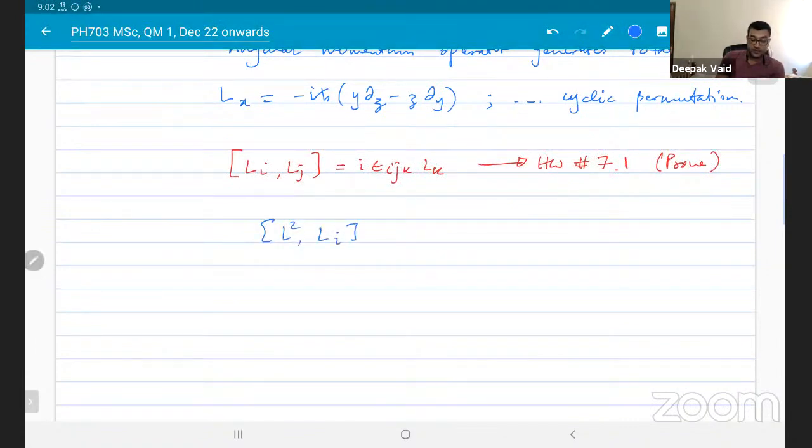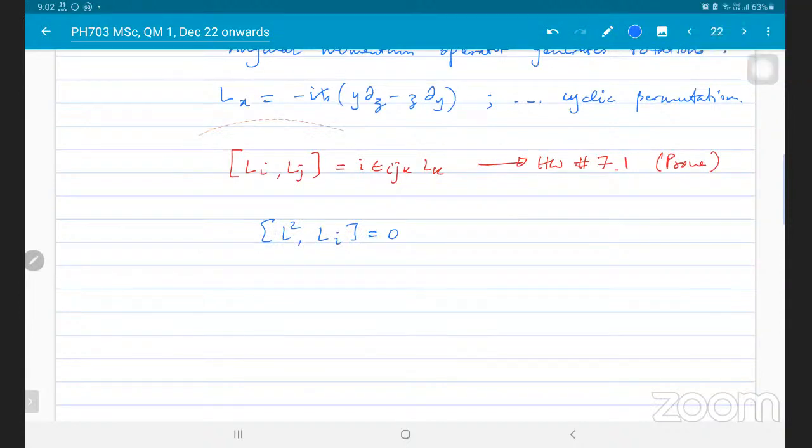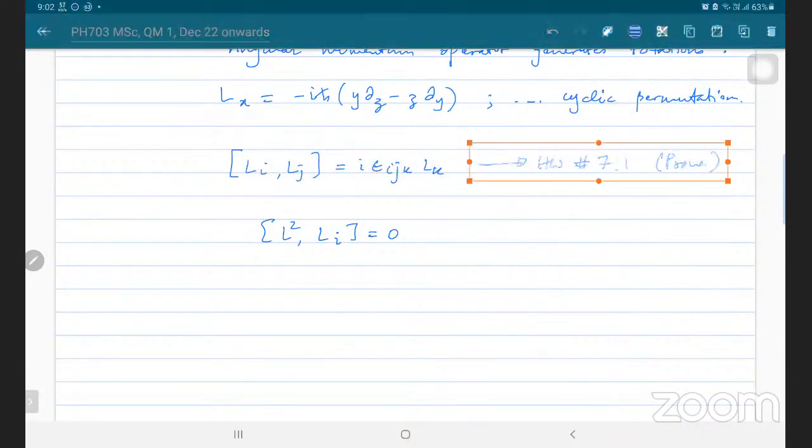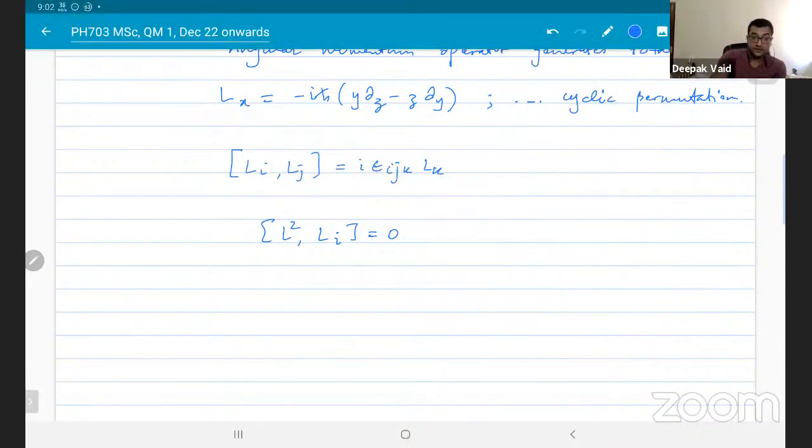L square comma Li is equal to 0. Have you shown this also in homework 6? Yes, sir. ये भी हो गया क्या? अरे यार आप लोग तो बहुत ही मतलब diligent students हैं. ठीक है?